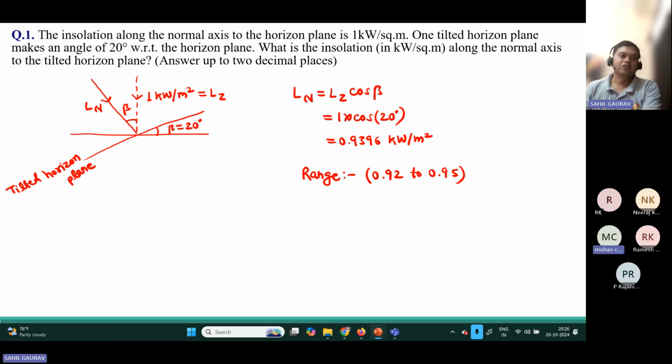So they're asking about the Ln value. So Ln will be Lz cos beta. So beta is given as 20 degrees. This angle and this angle will be equal. So it is 0.9396 kilowatt per meter square. So the range for this problem will be 0.92 to 0.95.